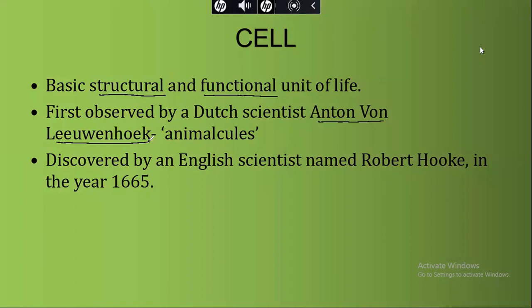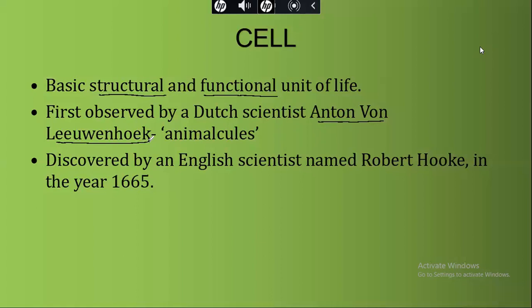Before the invention of the microscope, cells were not known because cells are so tiny that they cannot be seen by the naked eye. There is a need of a microscope to observe these cells. All the living organisms are made of cells. Every life starts from a single cell. A single cell divides, multiplies, and presently human beings or any animals which we can see are made up of billions and billions of cells.